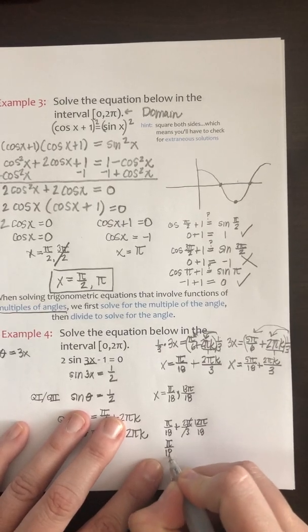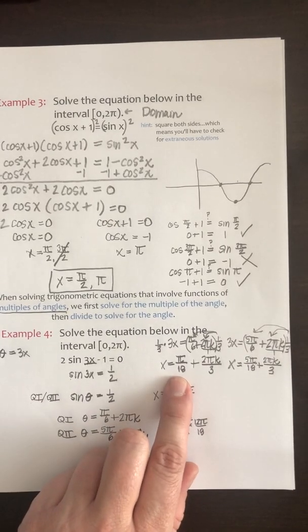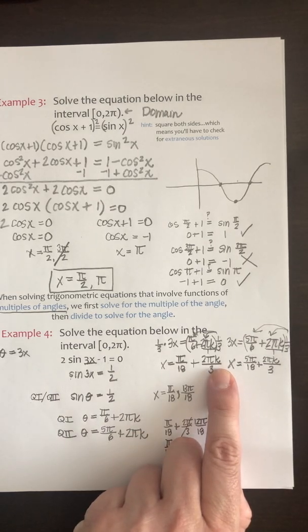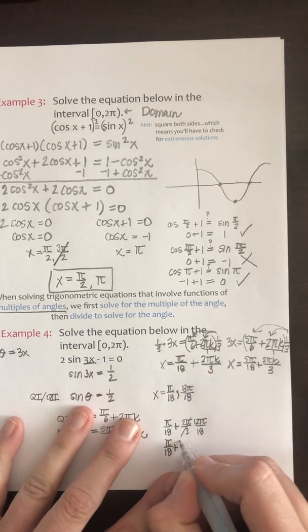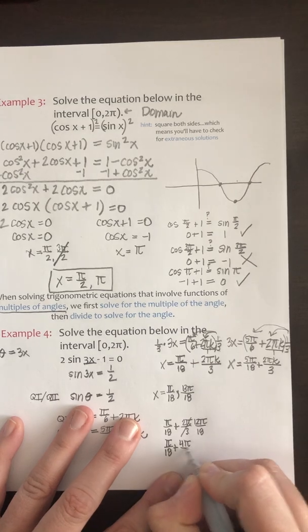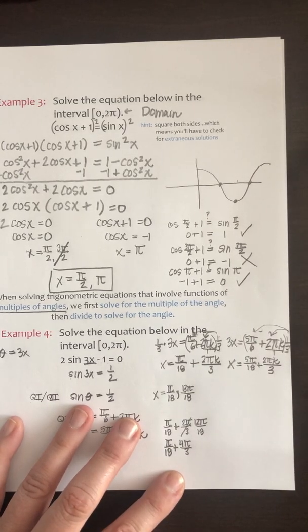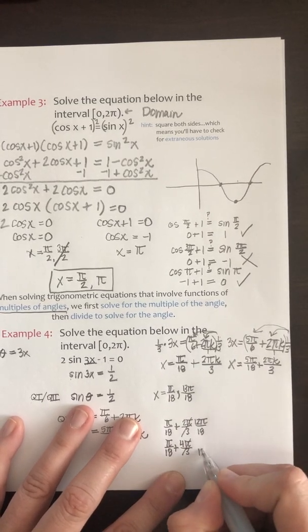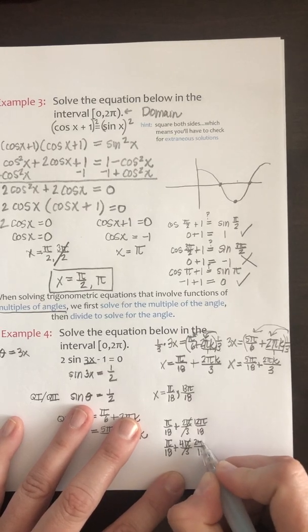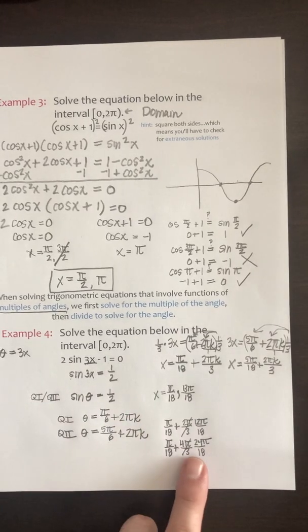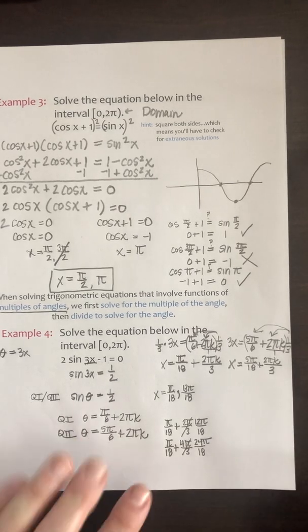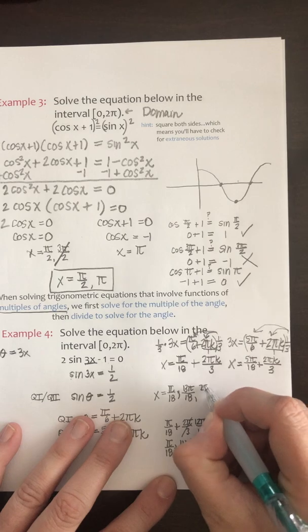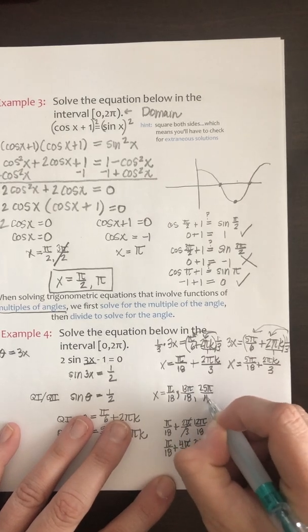All right, let's try that again. Again, I'm going to start with my pi over 18, but this time I'm going to say, okay, what if k is 2? If k is 2, then 2 pi times 2 is 4 pi. So I'm going to have 4 pi over 3. But again, remember, I need a common denominator. So I'm going to turn that into 24 pi over 18. So pi over 18 plus 24 pi over 18 is 25 pi over 18.